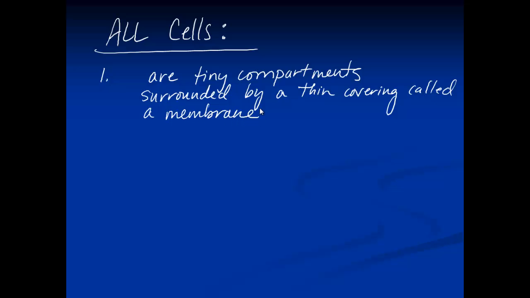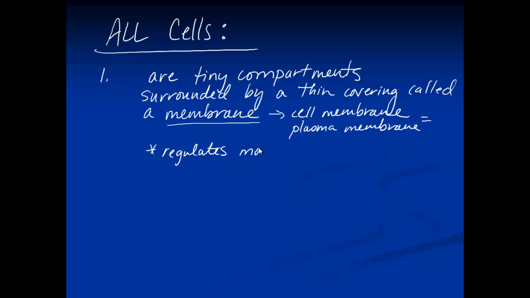This membrane is referred to as the cell membrane, that thin covering that all cells have, or sometimes it's referred to as the plasma membrane. These are the same thing. So all cells are tiny compartments surrounded by a cell membrane. And this membrane is very important for regulating the movement of materials into the cell and out of the cell. It is a selectively permeable barrier. So we'll make a little note of that. It regulates the movement of materials into and out of the cell.